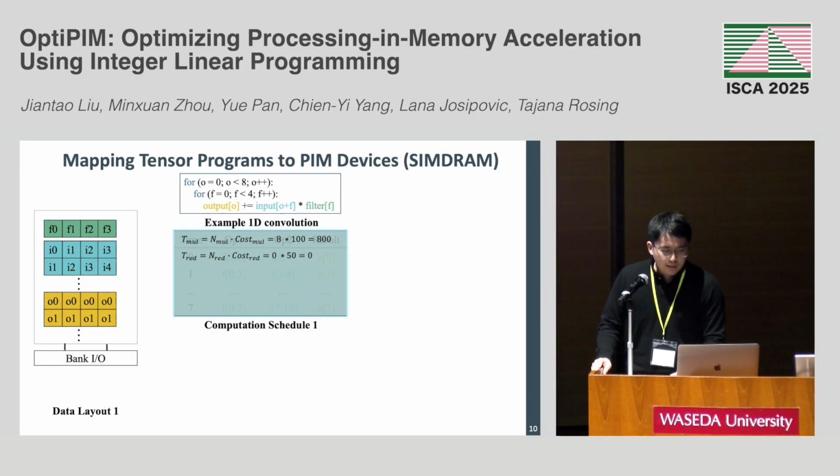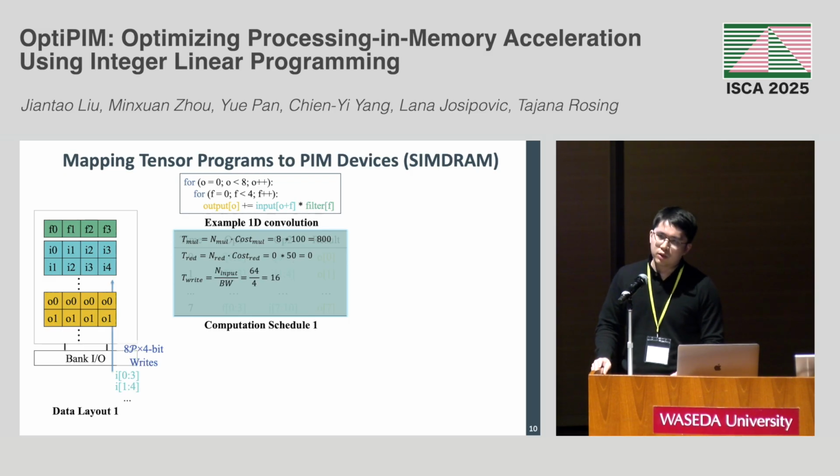Besides that, to start computation in the bank, we also need to load the input. This will incur some input loading cost. And as I have explained, to do the final result reduction, we need to send out all the partial results to the host for the reduction. So this will also incur some output reduction cost.